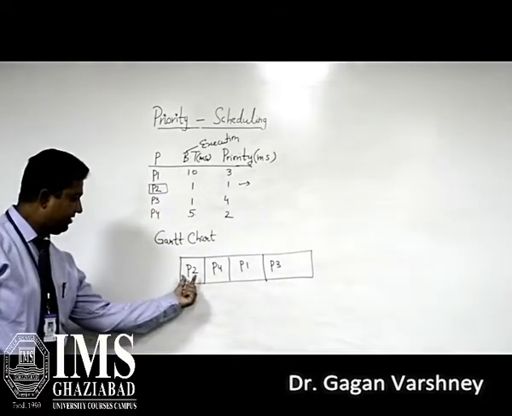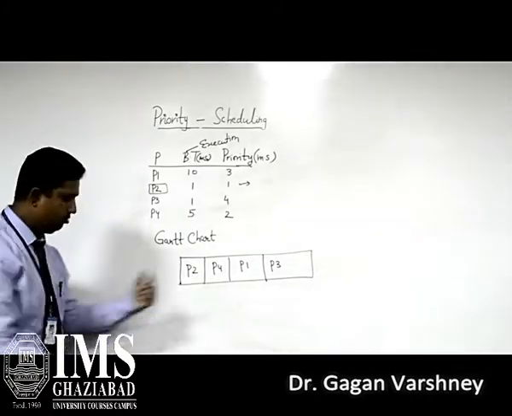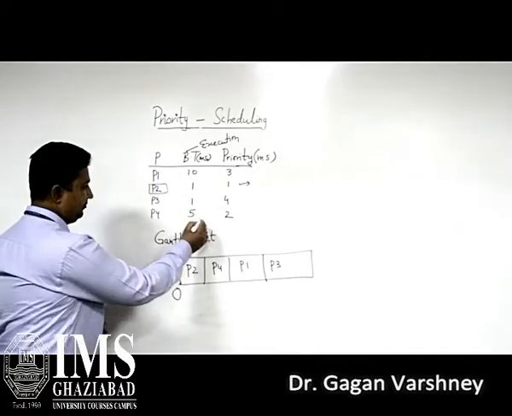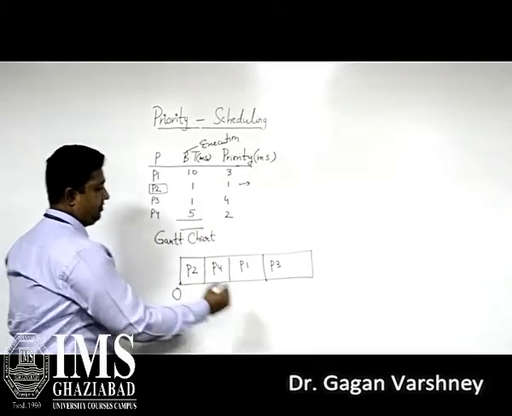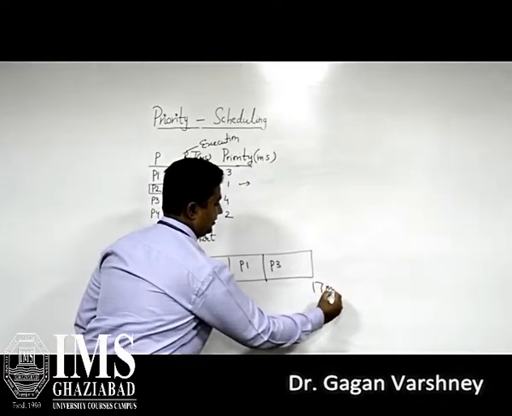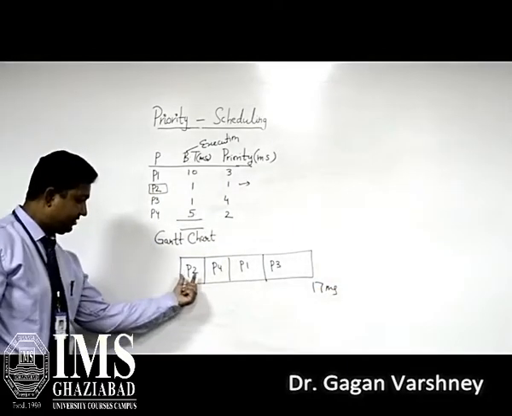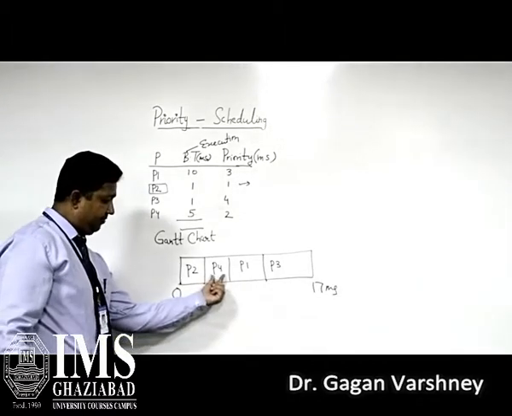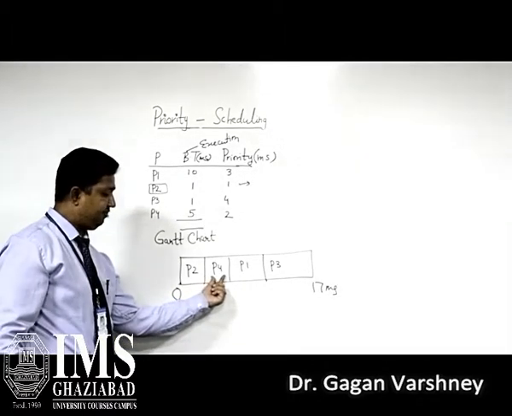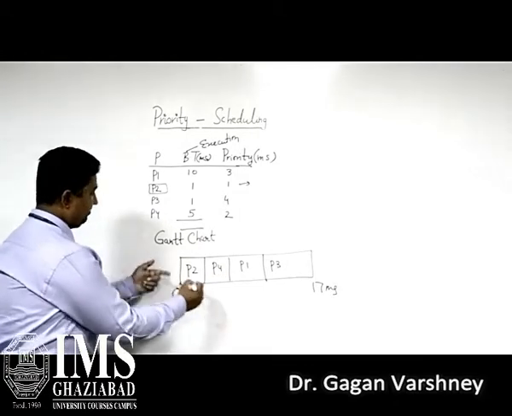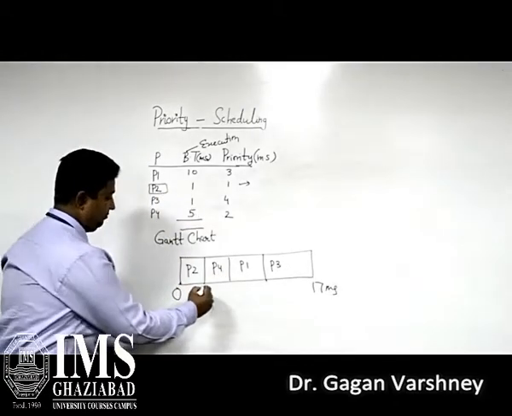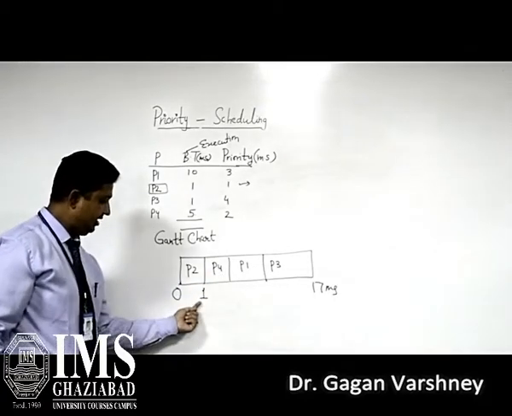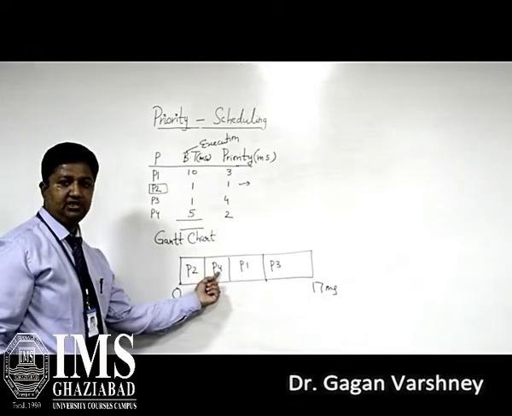Now, the waiting time for process P2 in the queue is 0 milliseconds, and the total completion time for all the processes should be 17 milliseconds. Right? So what is the waiting time for process P2? It is 0 milliseconds. And what will be the waiting time for process P4? It will be after P2, and after 1 millisecond it will start its execution. So 1 millisecond is the waiting time for process P4.